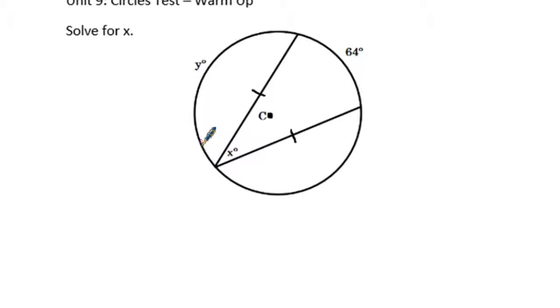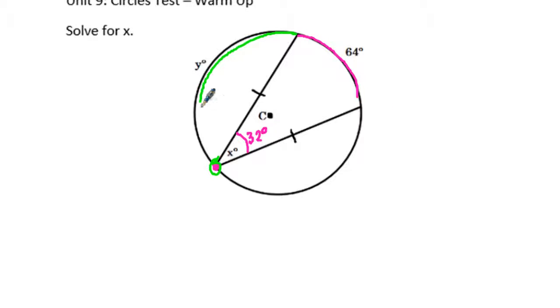For this scenario, you want to identify where the vertex of that angle is. This angle, the vertex is on the circle, so it will be half of 64, which is 32. If the vertex were on the center, that would be 64. But since the vertex is on the circle, it will be half of 64.